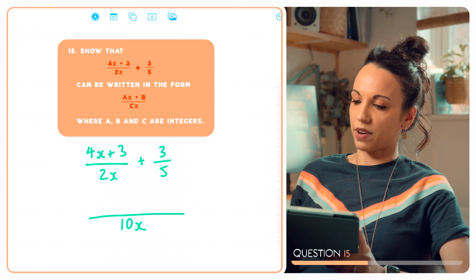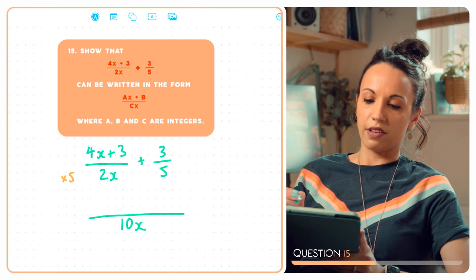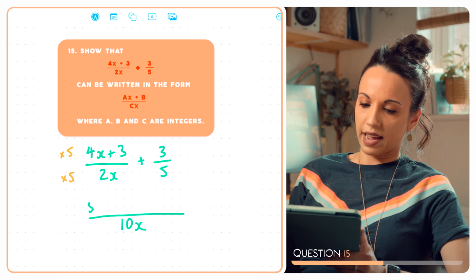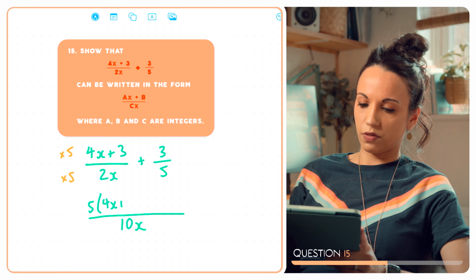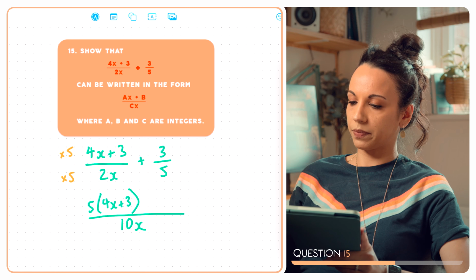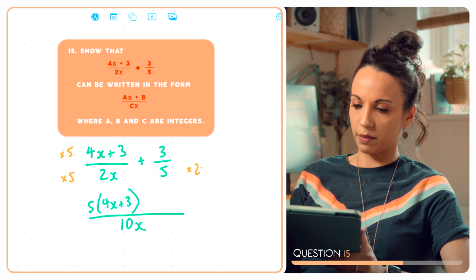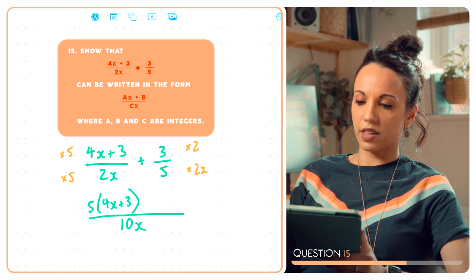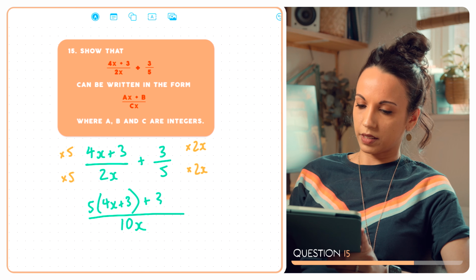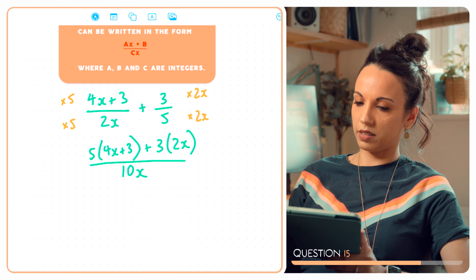So in the case of the first fraction, what did we do to get to 10x? Well, we multiplied 2x by 5. So that means we need to multiply the numerator by 5 as well. So we're going to have 5 times 4x plus 3. Again with the brackets to make sure that everything in that expression gets multiplied. Now, same on the other side. What did we multiply the 5 by to get 10x? Well, we multiplied by 2x. So we need to multiply the numerator by 2x as well. 3 times 2x, so plus 3 times 2x. I'll just put that in brackets and we can work through it bit by bit.